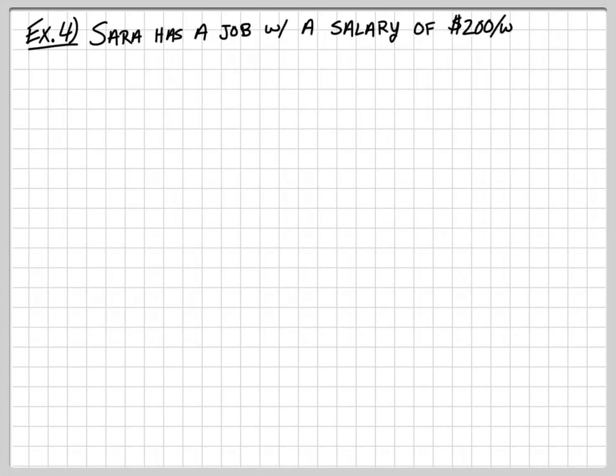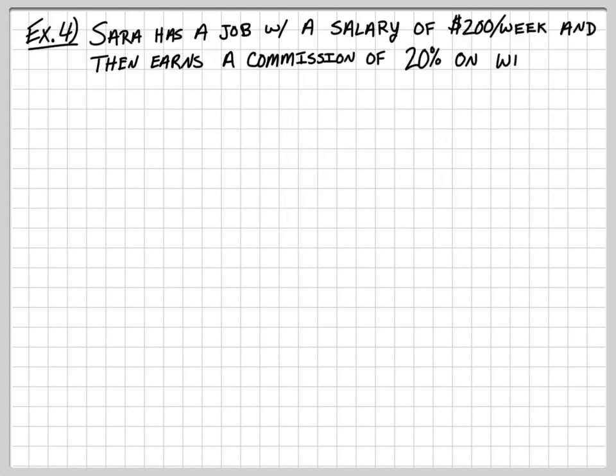Alright, so let's look at our final example here. Example 4, it's a word problem. Sarah has a job with a salary of $200 per week. And then she also earns a commission of 20% on weekly sales in excess of $1,000. So if she sells more than $1,000, she starts to earn 20% back in commission on those sales.